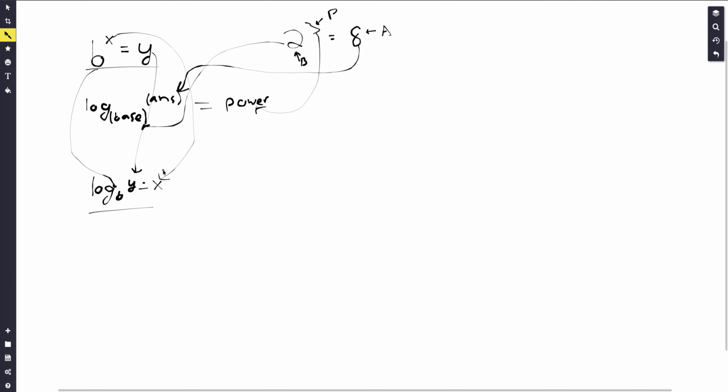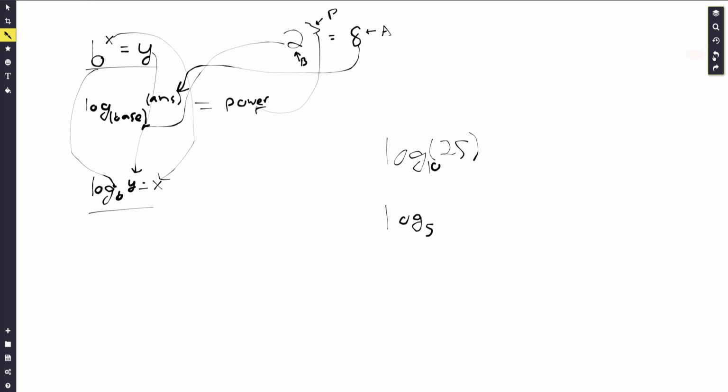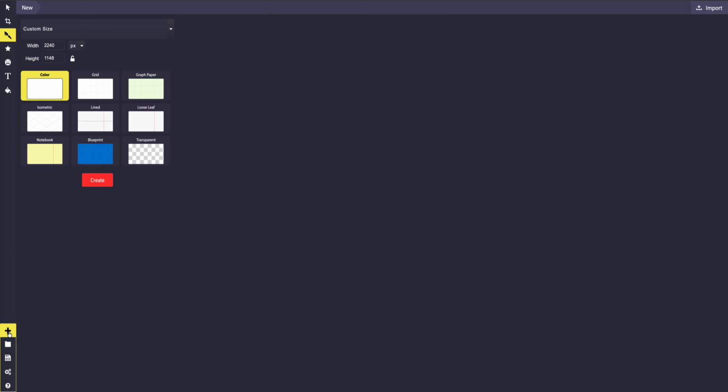Just a quick heads up: a logarithm is something that's also on your calculator. If it's written as log, say log of 25, and there's nothing written in the base area, then we think of it as having a base of 10. But if it was log base 5 of 25, then we infer that 5 is the base. If there's nothing written down, we're just inferring that there's a 10 right here. Okay, so let's get into some practice.